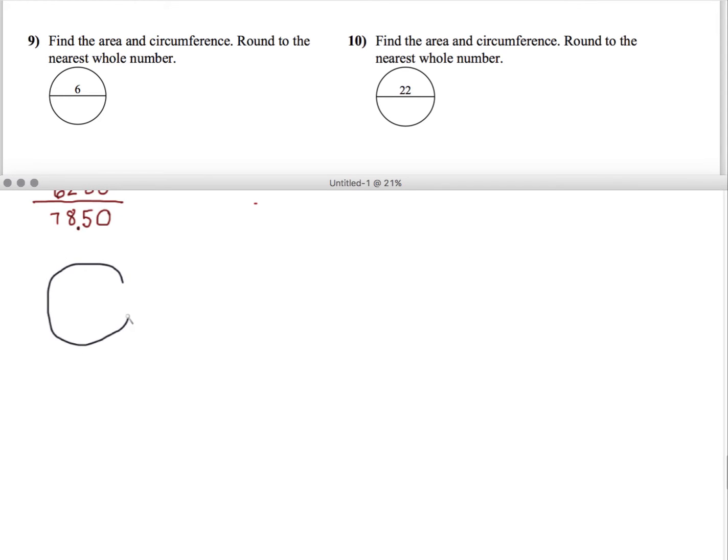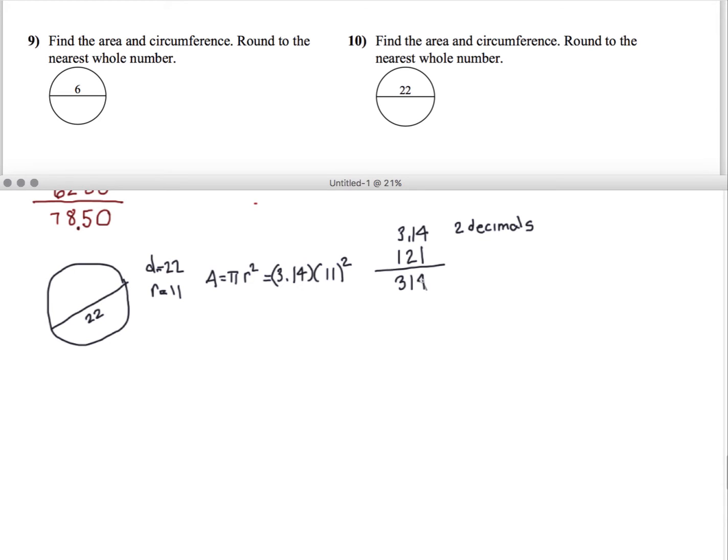Let's draw our circle here, with a diameter of 22, which gives us a radius of 11. Let's figure out the area, which is pi r squared, so that's 3.14 times 11 squared, which is 121. Let's multiply this out. We have 2 decimals, let's not forget that.